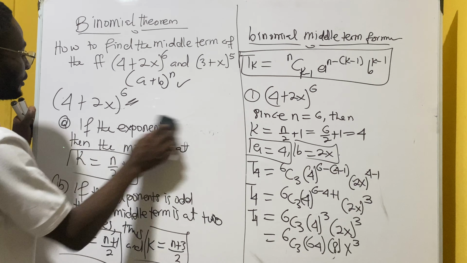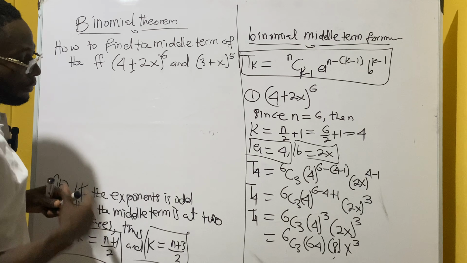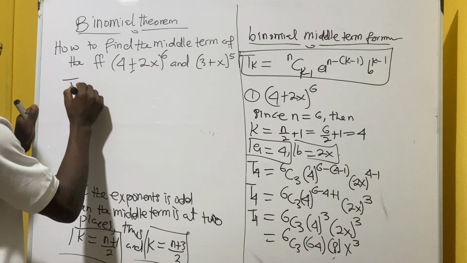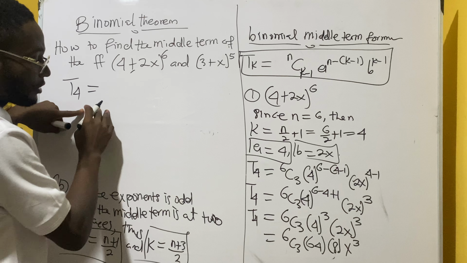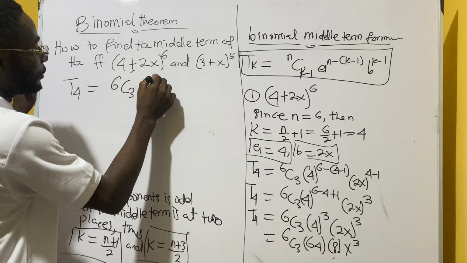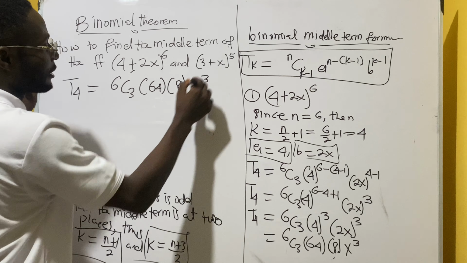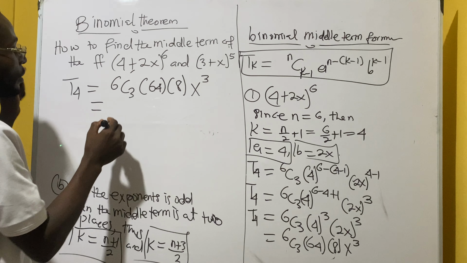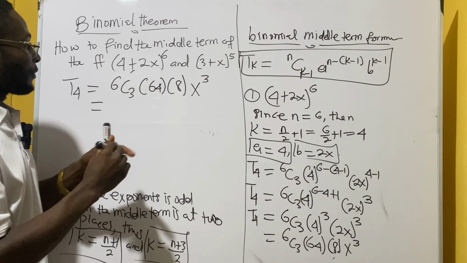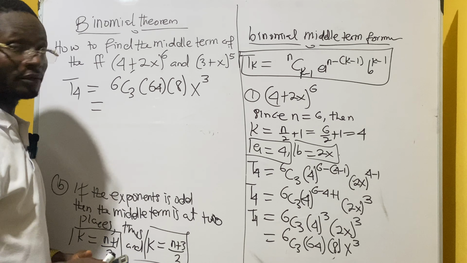So over here, we know that the fourth term is going to be 6 combination 3 into 64 into 8x exponent 3. We know that 6 combination 3 is 20. I know that.